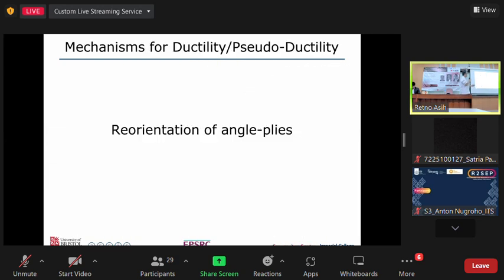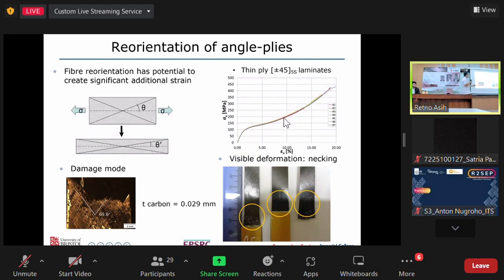Okay, next slide. So another type of concept that we can use to introduce pseudoductility is angle ply. In this angle ply, we use a thin ply carbon with a thickness of 0.03. So what happens is that when we put the load here, the fiber rotates and we have this nonlinearity. It is possible for the fiber to rotate because the matrix is more ductile compared to the stiff carbon fiber.